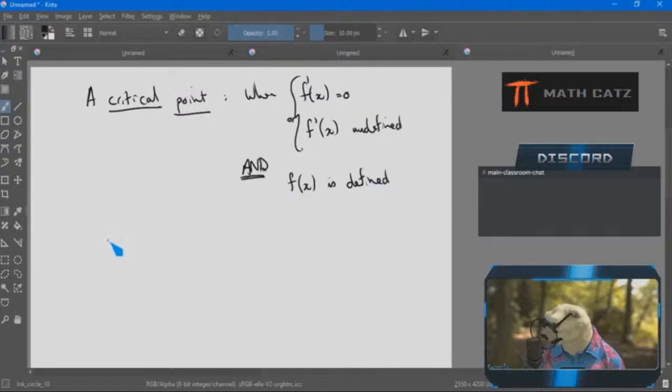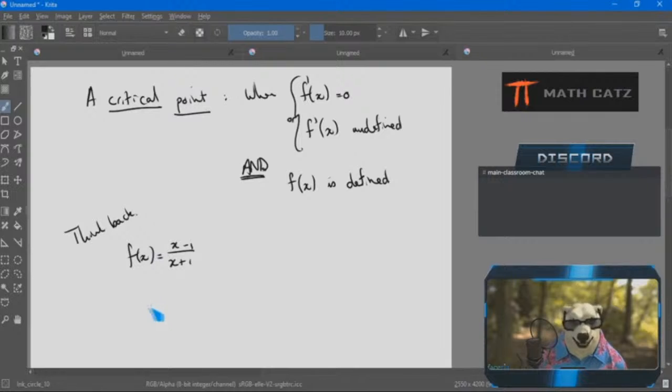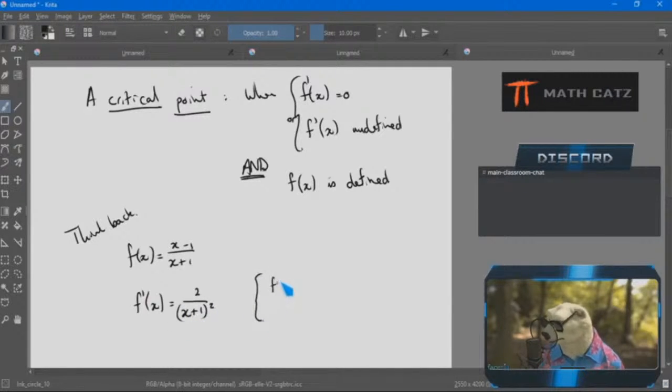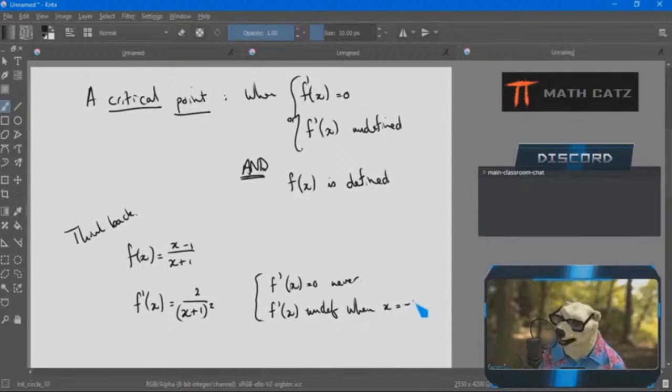Now, if you think back to, let me just go quickly find that example that we did, the rational function one. We did this. You can look back on your notes. We did that yesterday. We found the derivative to be 2 over (x plus 1), everything squared. So when we then did our derivative equal to 0, we found never. Our derivative undefined? Yes, that was when x was equal to negative 1.